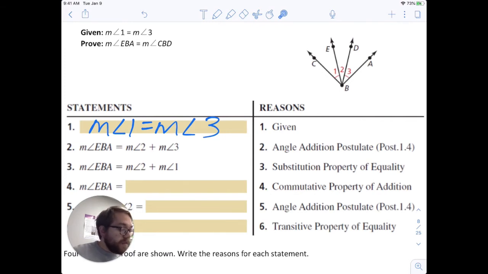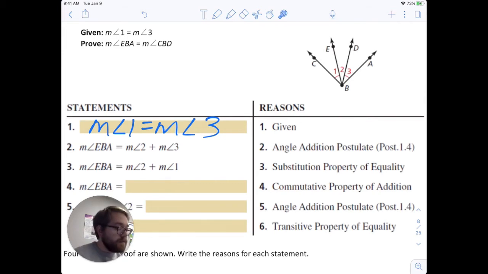All right, so if the measure of angle 1 is equal to the measure of angle 3, what else can we say based off this figure or based off the given information? We know that the measure of angle EBA is equal to the measure of angle 2 plus 3. And that's based off of the angle addition postulate, because the parts of the angle add up to the whole angle. So the measure of angle 2 plus the measure of angle 3 adds up to the whole angle EBA here.